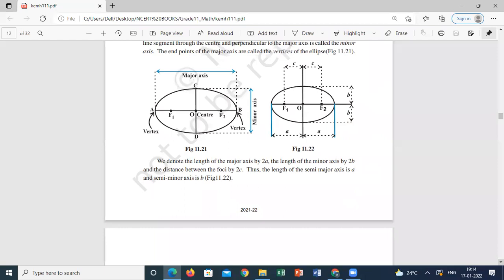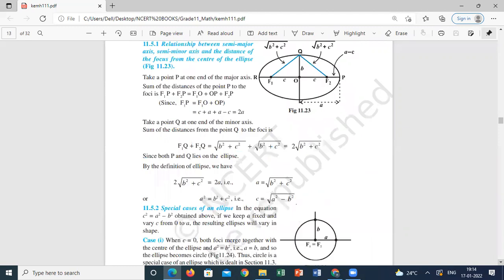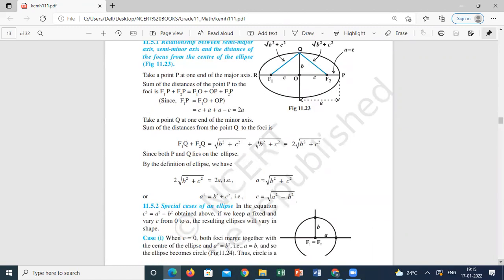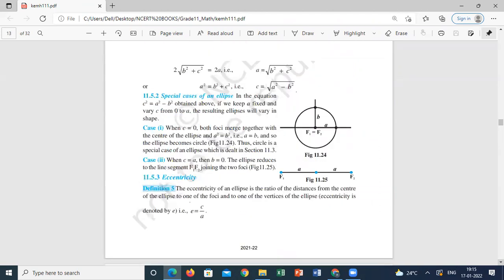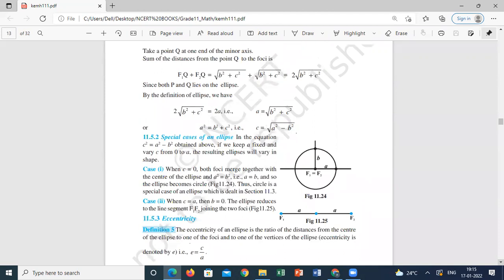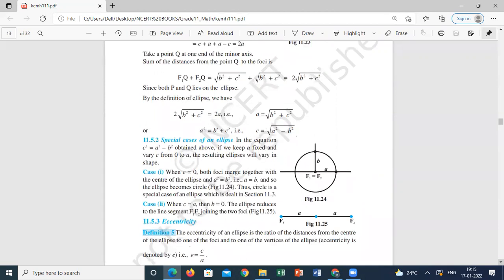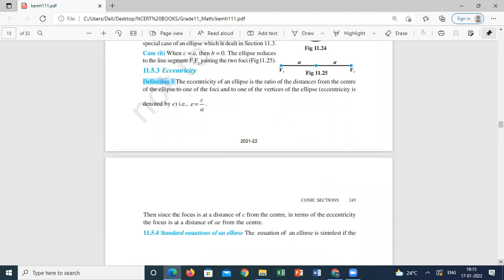So from here, we can discuss the eccentricity, which gives the ratio of C by A. The relation between the length of the semi-major axis, semi-minor axis, and focal length is A square is equal to B square plus C square. All these proofs we already saw in the last session.